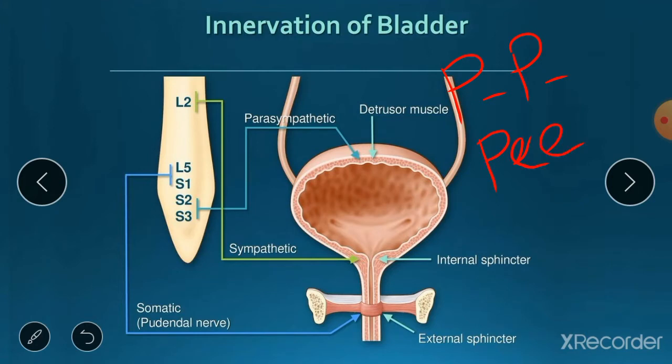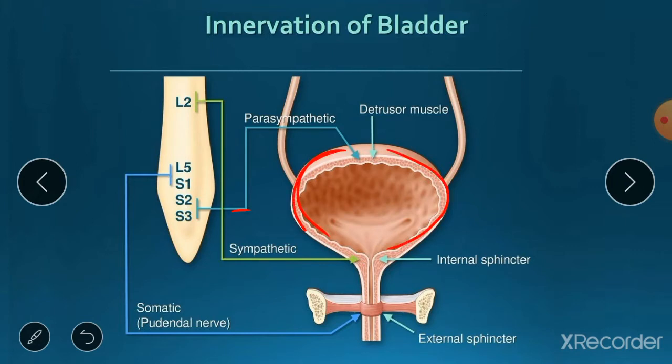So this is a mnemonic which can help you remember the name and the function of the parasympathetic nerves. These parasympathetic nerves supply the walls of the bladder. The pelvic nerve supplies the walls of the bladder, and it causes contraction of the bladder wall during micturition.